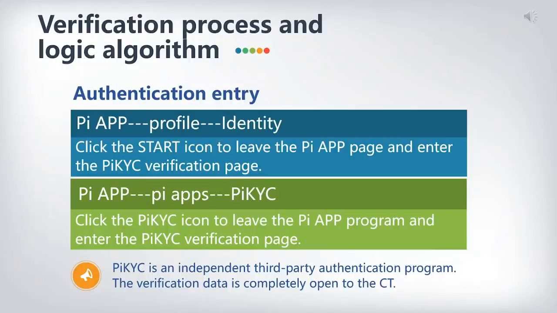First, look at the authentication portal. There are 2 authentication portals. One is to enter the authentication program from Profile, and the other is to enter the authentication program from the third-party application platform. Pi KYC verification software is an independent third-party verification program. The verification data is completely open to the core team.